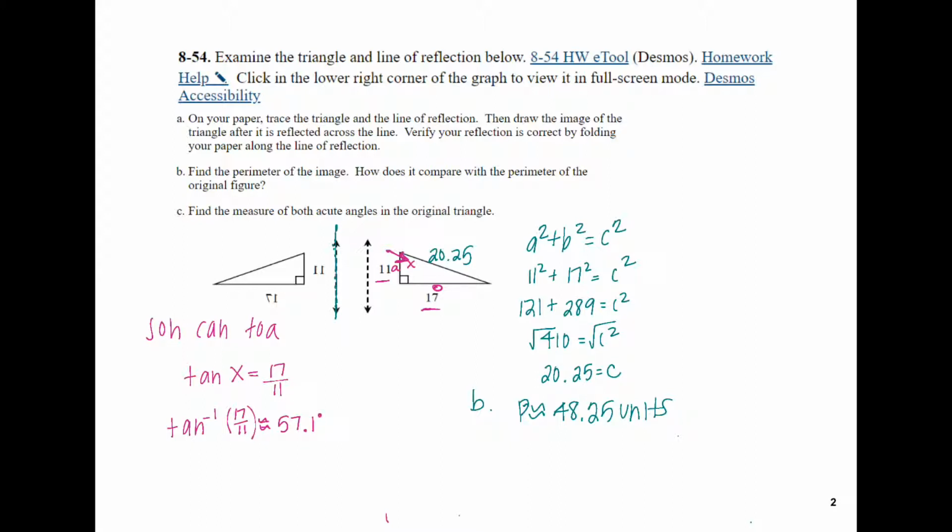Then it asks us also for our other acute angle. So when looking at this angle, our adjacent side and our opposite side switch. So we're again going to use our inverse trig function, but this time it's going to be 11 over 17, which tells us that the angle is approximately 32.9 degrees.